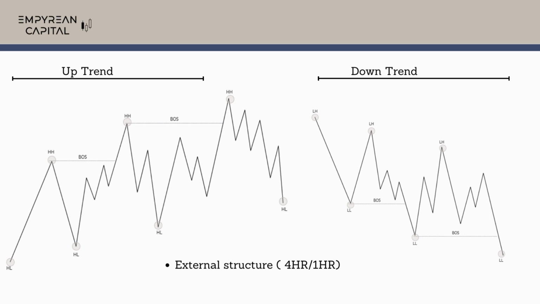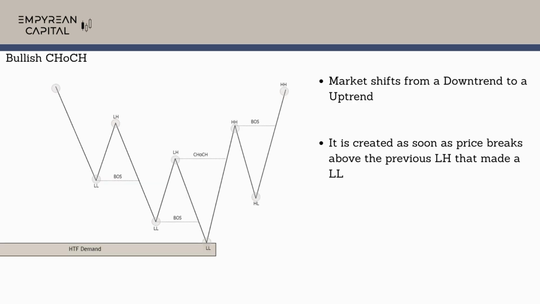But how do we know when that up move will occur in both markets, whether it's an uptrending market or a downtrending market? How do we know that will occur? And this is through a bullish change of character. So what is a bullish change of character? A bullish change of character is when the market shifts from a downtrending market towards an uptrending market, right? And this is created as soon as price breaks above the previous lower high that created a lower low.